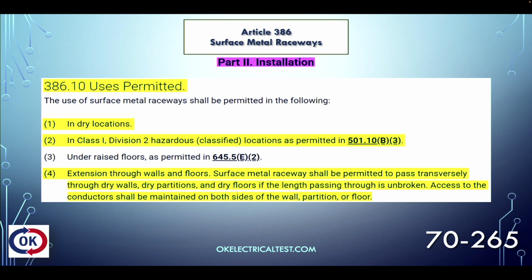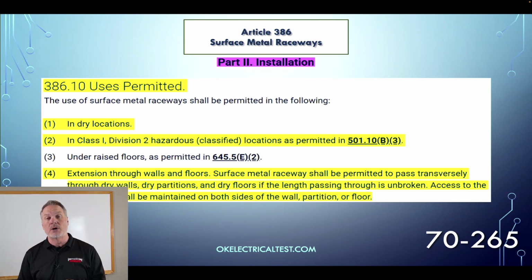Access to the conductors shall be maintained on both sides of the wall, partition, or floor. So I still need to be able to get to everything for servicing purposes, but they'll allow me to pass that through a drywall as long as I can get to both sides.